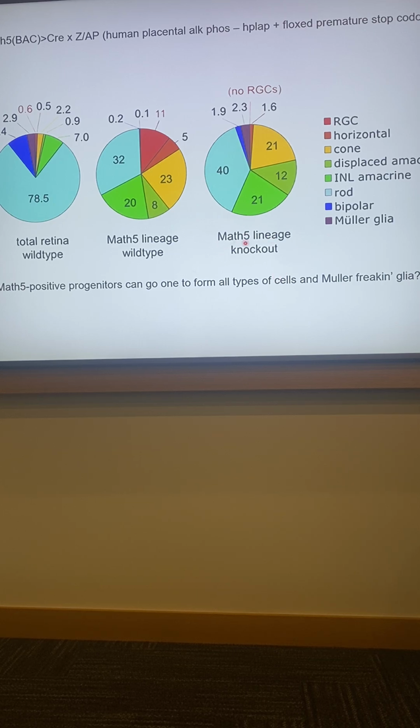However, the MAF5 lineage in the knockout, which is really interesting here, is if you're MAF5 positive, doesn't mean you're gonna be a ganglion cell. So you don't get ganglion cells, but this MAF5 lineage that has this ALK phos knock-in, they form all the different cell types, even a few Müller glia. So just because you're MAF5 positive does not guarantee that you're going to make a ganglion cell. It just means that you have the potential to form it, and you need that potential or you don't get any cells. And this is a general principle in development for competence. Does that make sense?